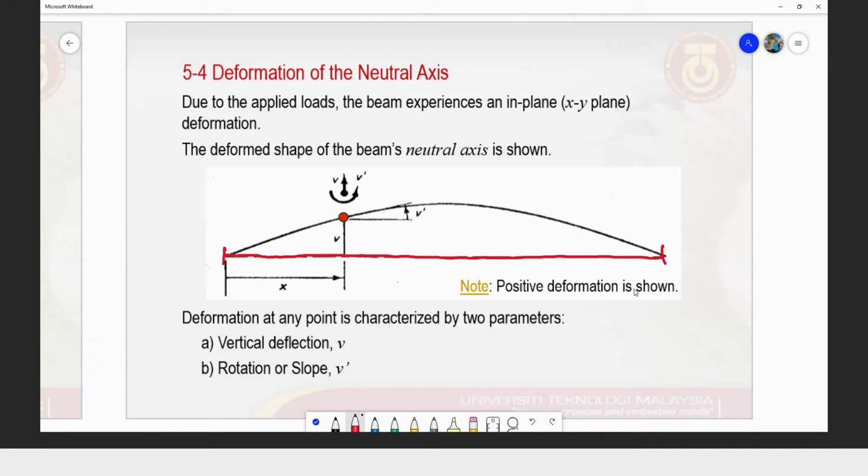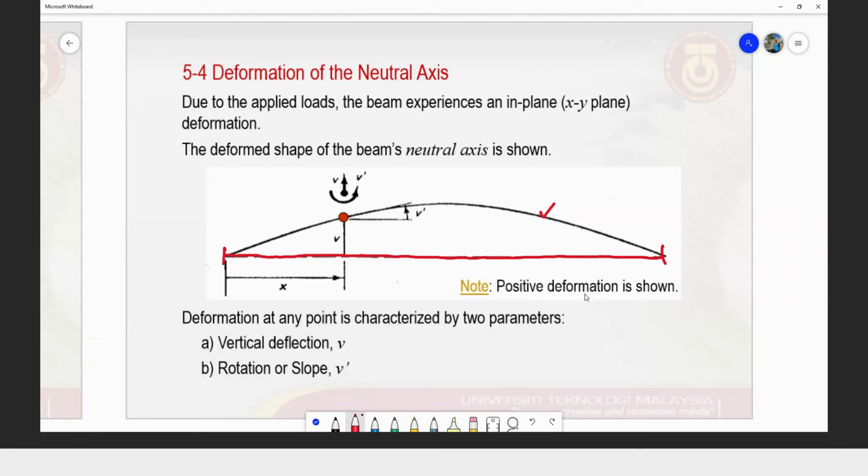So when we apply load, then the beam may experience an in-plane XY deformation. So dia akan bend macam gini. So this is the one that we have with a solid black line ni, which is our beam, yang merah ni, yang selepas kita kenakan load, so dia akan deform as shown here. Then it says here the deformation shape of the beam neutral axis is shown.